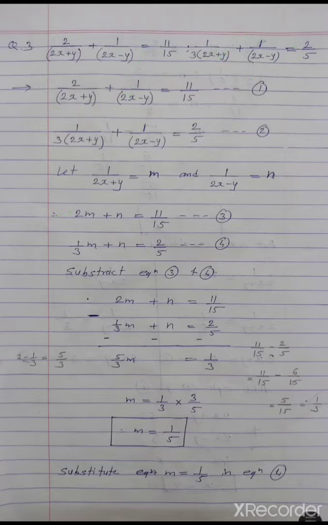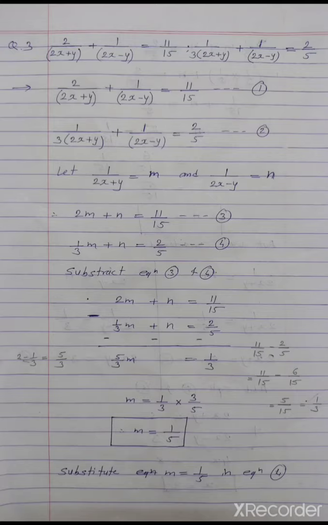Now this 11 upon 15 is a rational number, so it is quite difficult to solve, but let's study it. And this is the substitution in equation number 2. So we get equation number 4. Now observe both equation number 3 and 4 carefully. Try to find which coefficient is the same here. So the coefficient of n is the same here. So try to cancel it.